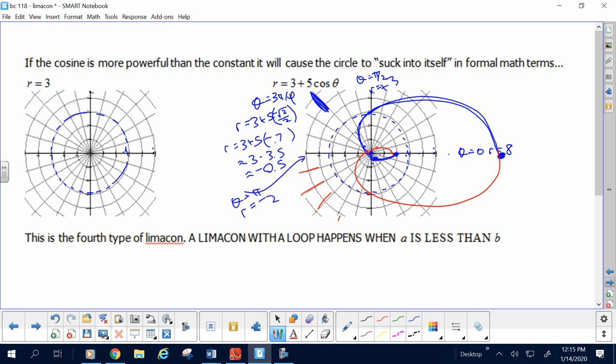And what happens in the equation to make that? Well, if the second number is bigger, you get a loop. Notice that the max distance is the sum of the two, and the loop distance is the difference of the two. The max distance is the sum of 3 and 5, and the loop is the difference of 3 and 5. You follow? Okay.